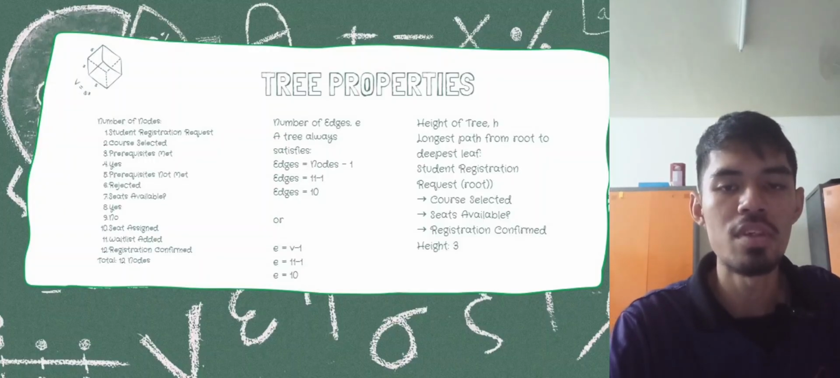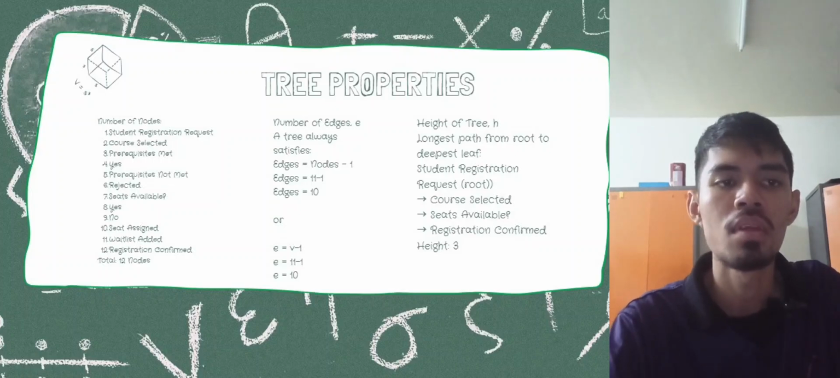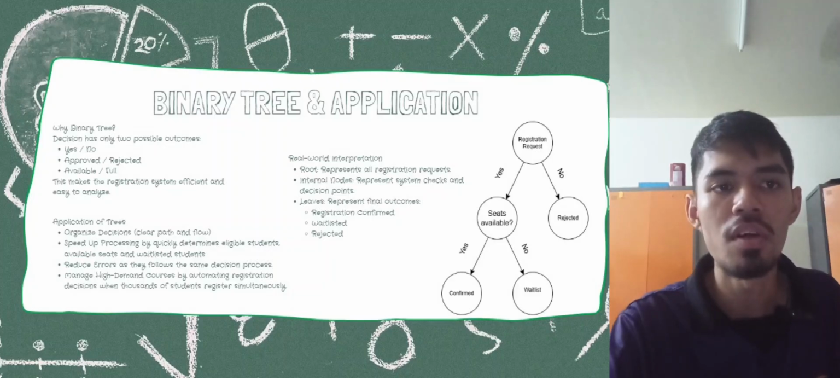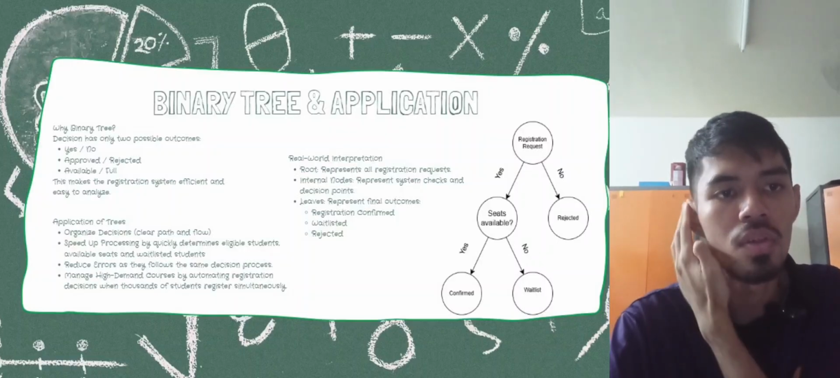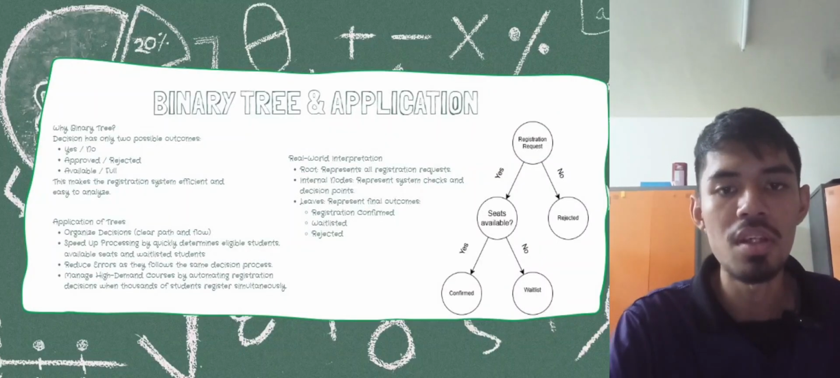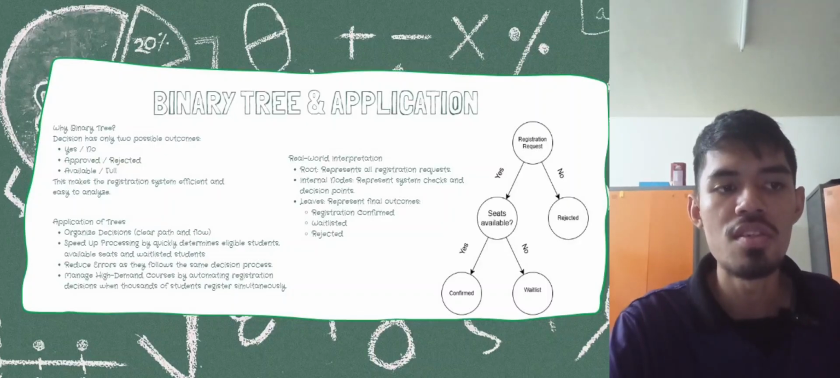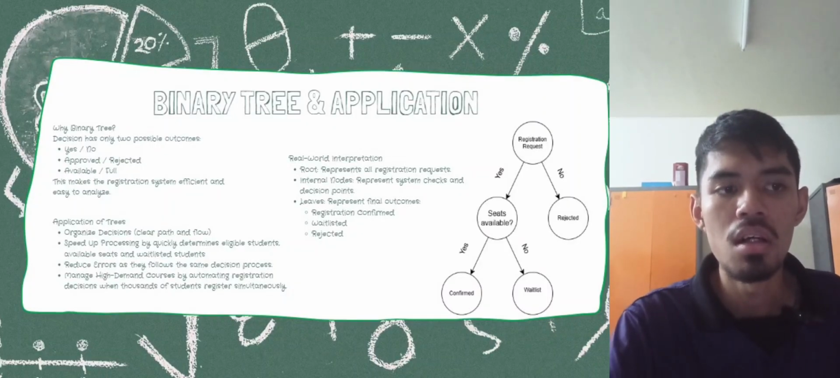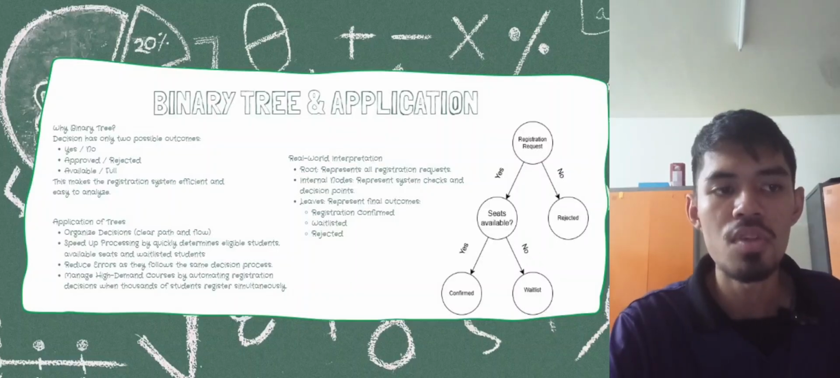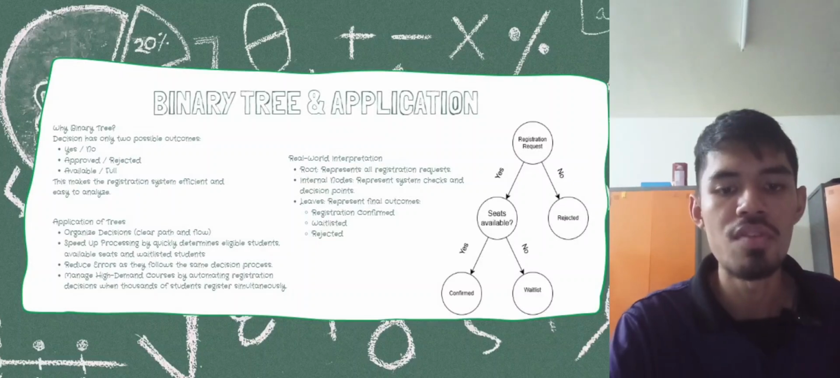As we can see, there are first the consolidated, prerequisites, and also whether the seat is assigned or not. Finally, we have an application, which is the binary tree. A binary tree is used for decisions such as yes or no, available or not, approved or rejected. This application is important to ensure the decision, speed up processing, reduce errors between students, and most importantly, manage high demand courses fairly and efficiently.